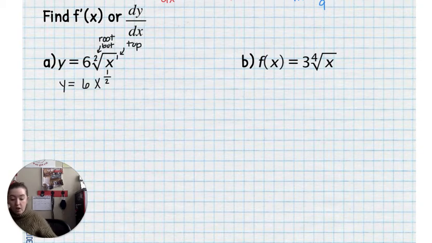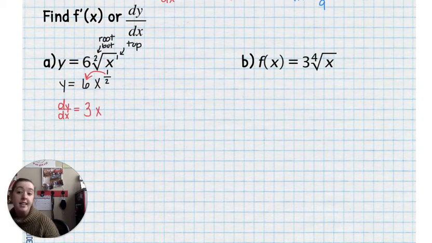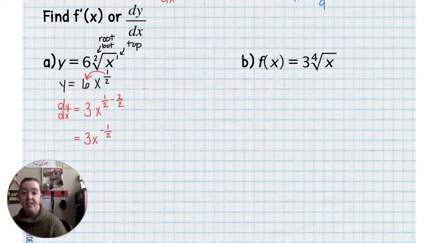All right. So the same rules apply. If we want to find the derivative, or dy/dx, I'm going to bring down and multiply by my exponent. 6 times 1/2 is 3x. Then I need to subtract 1. So I'm going to have 1/2 minus 1, or 2 over 2. That's easier to think about it that way. We're going to end up with x to the negative 1/2 there. 3x to the negative 1/2.